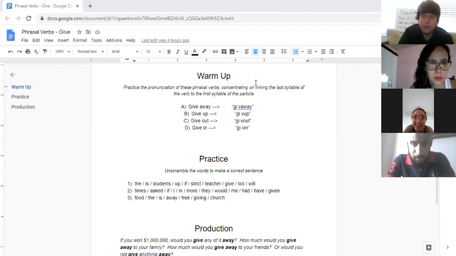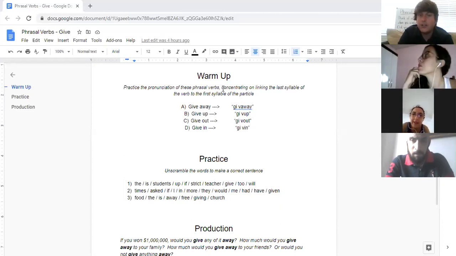Today's warm-up is actually a pronunciation warm-up. I just want to practice pronouncing these phrasal verbs like a native speaker. So the warm-up is practice the pronunciation of these phrasal verbs, concentrating on linking the last syllable of the verb to the first syllable of the particle.